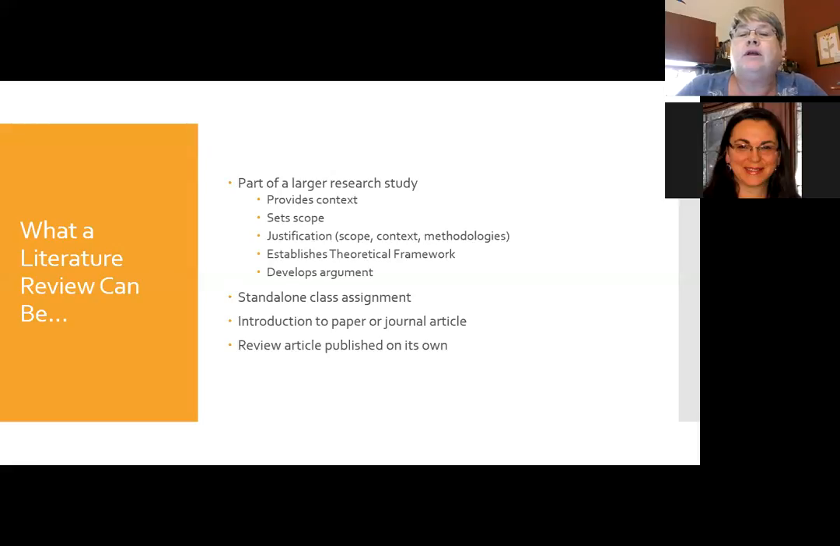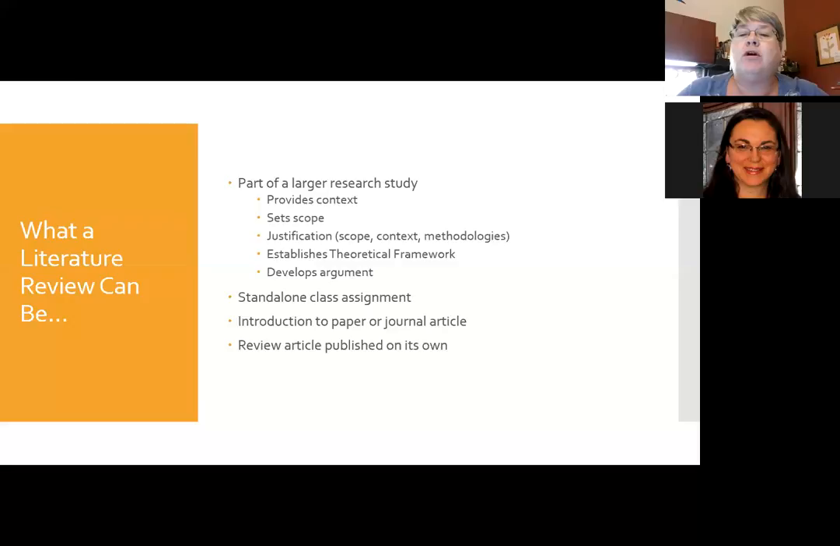It helps you, especially in a larger context like a thesis or dissertation, to establish that theoretical framework. You know, what is the theoretical framework that you are using for your study, and what does the literature say about that theoretical framework? And so you're providing some background information on it.